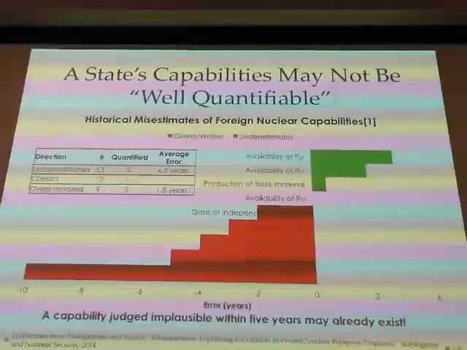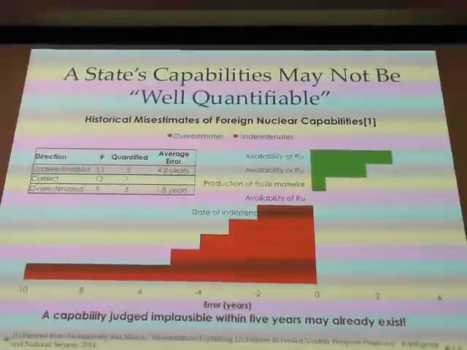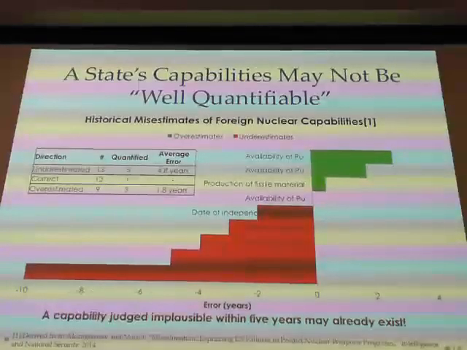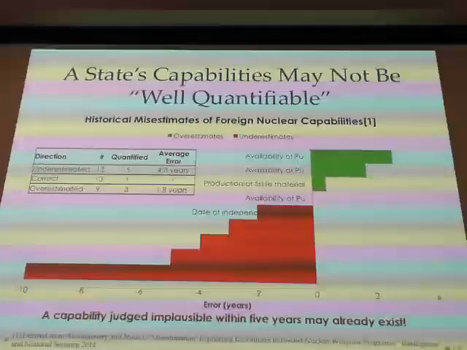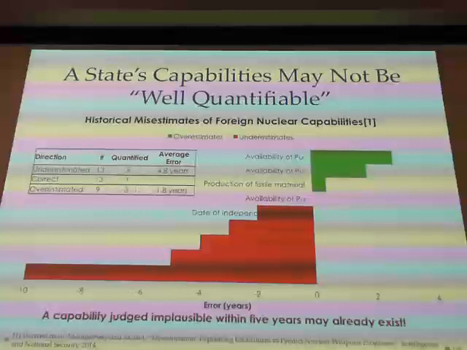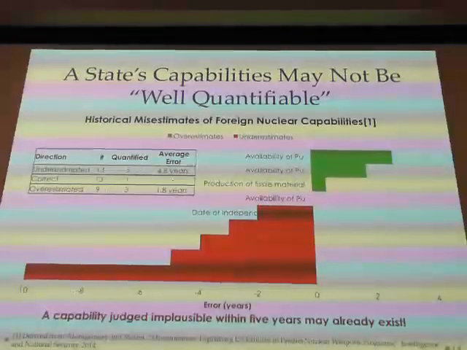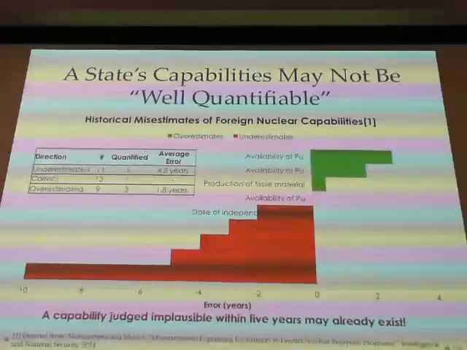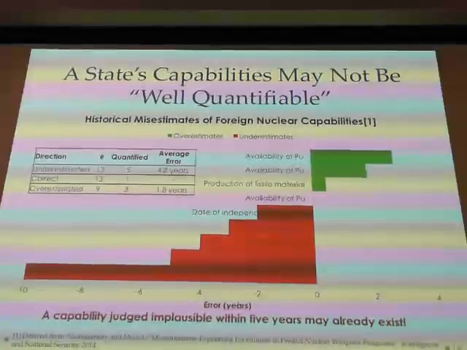But the curious thing is when you strip out the weapons-related phases of a program and look just at the cases cited on the development of the nuclear fuel cycle, we found the opposite effect. Looking at this small data set, we basically found a tendency to underestimate their fuel cycle development capabilities, so that they would develop things sooner than expected, which is a bit of a problem.